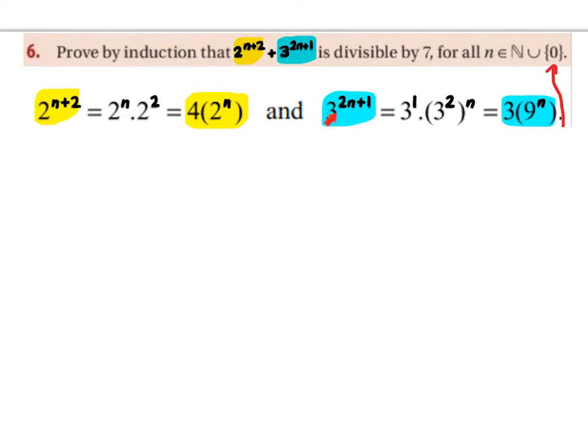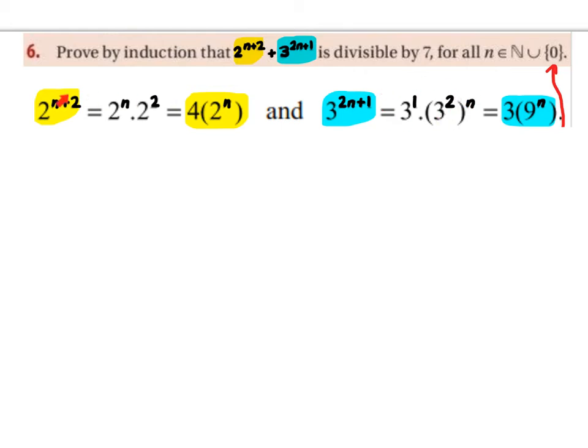Next, we're going to take 3 to the power of 2n plus 1, and do the same thing. We're going to rewrite that. So 3 to the power of 2n plus 1 is the same thing as 3 to the power of 1, so that's where that 1 is coming from, multiplied by 3 to the power of 2 raised to the power of n. So this is another one of our laws of indices. Raising a power to a higher power, we multiply the powers. So 3 to the power of 2 raised to the power of n gives us 3 to the power of 2n.